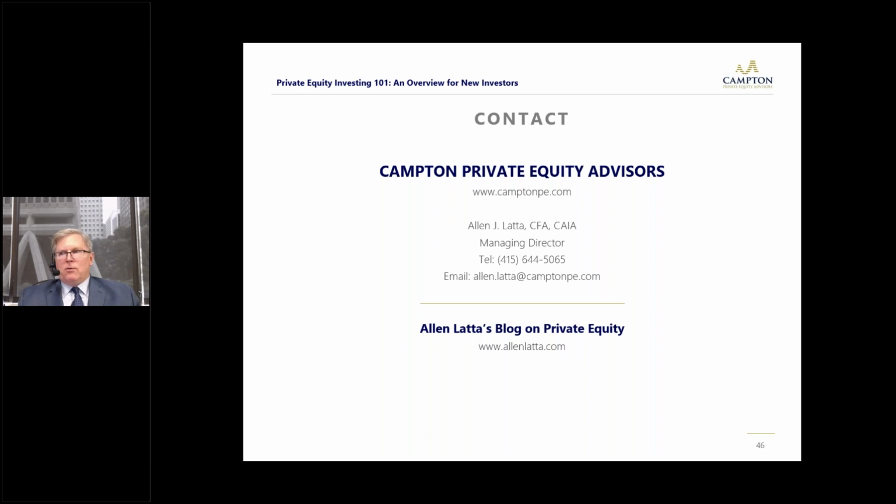SoftBank actually just announced, I think last week, that they are raising a SoftBank Vision Fund 2, and that they've already received commitments of 108 billion for that fund and expect to have more. So there's going to be a SoftBank Vision Fund 2, and it's going to continue making these huge bets on these private companies.